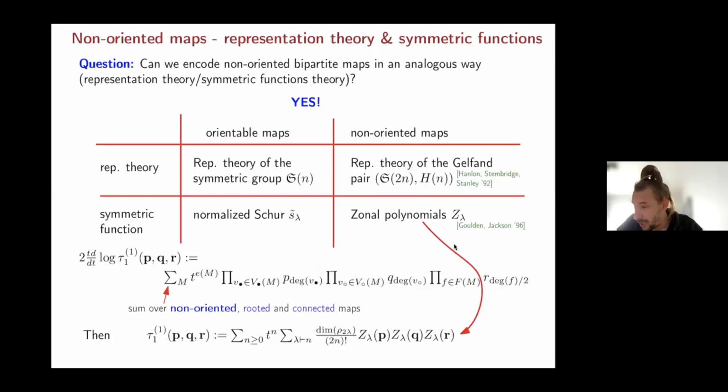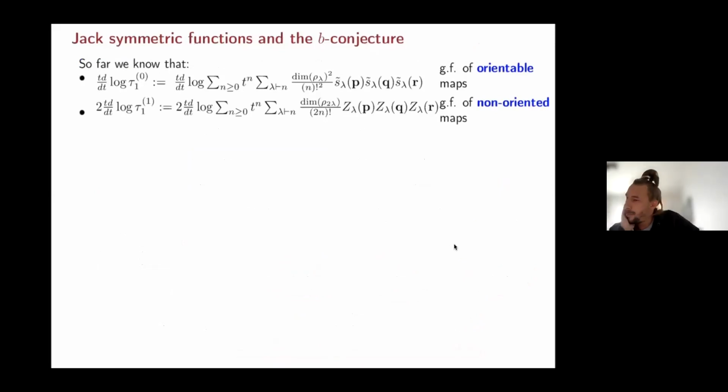Then this generating function is again a partition function of symmetric functions, which are called zonal polynomials. Okay, so this is a small summary. We know that we have these orientable maps and non-orientable maps, and their generating functions are given by Schur symmetric functions and zonal polynomials.